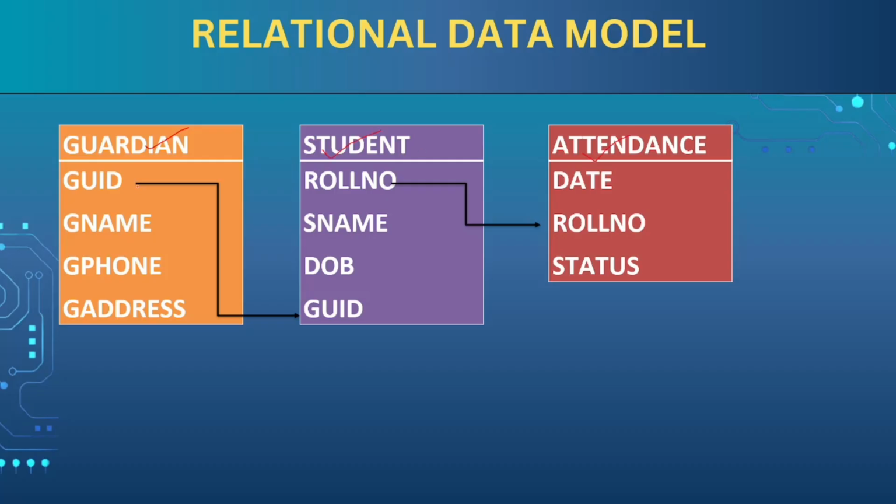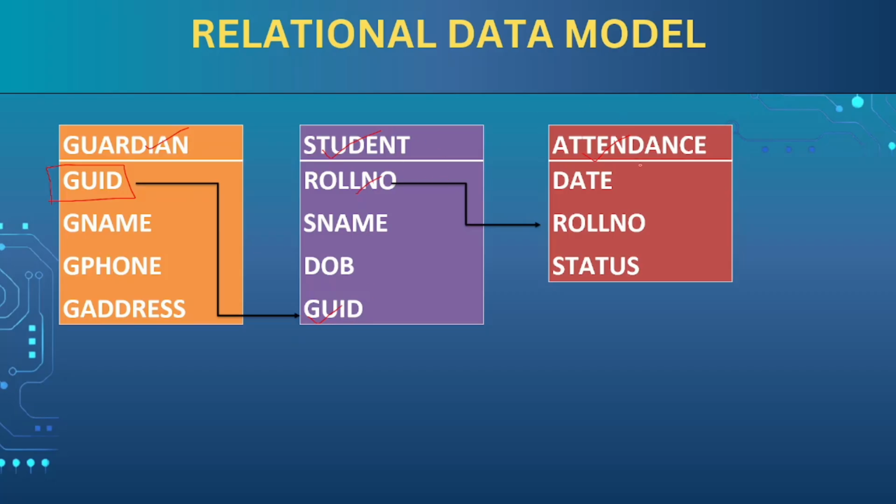So here GUID is a unique value, right? The guardian ID must have a unique value, and this links with the student table GUID, right? And here if you see, roll number also will have a unique value, GUID also will be a unique value. So this table is linked with this Guardian table by using this GUID.